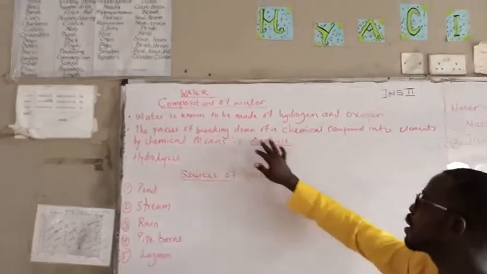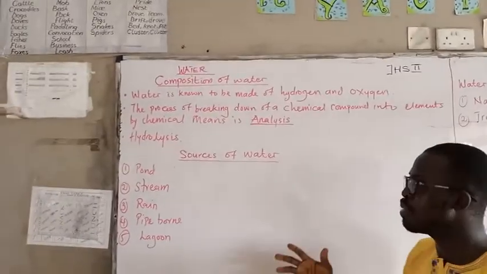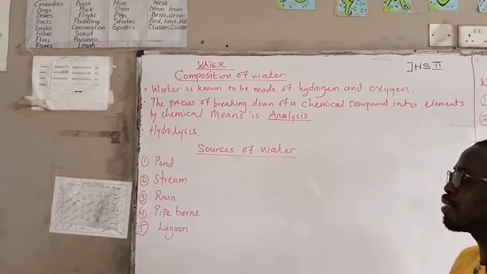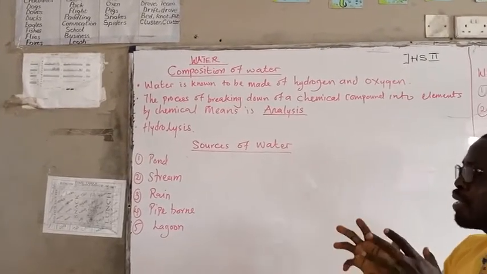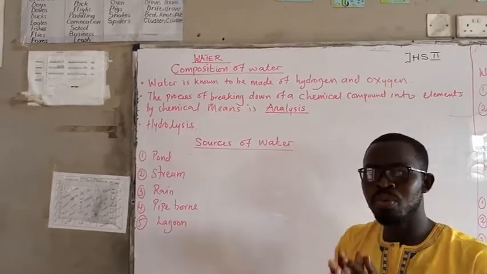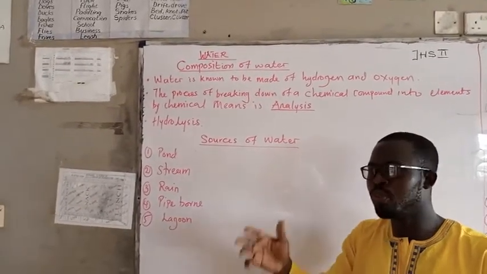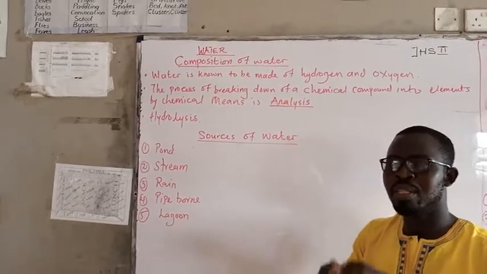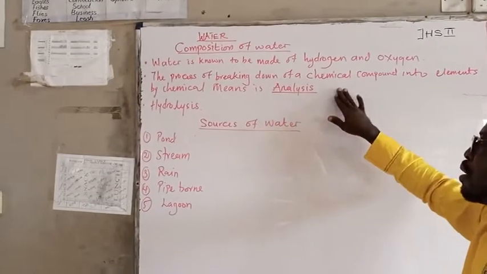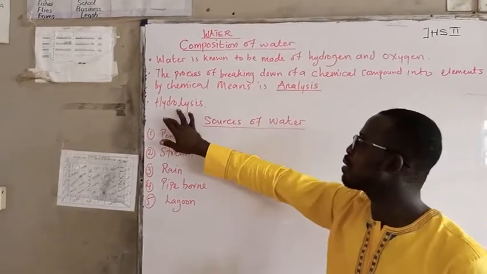Just as we have established, water is known to have hydrogen and oxygen, and the process of breaking down chemical compounds into elements is called analysis. All right, it is called analysis. So anytime you have a chemical compound and you are breaking it down into the various elements by chemical means, we call it analysis. A similar thing occurs in water.